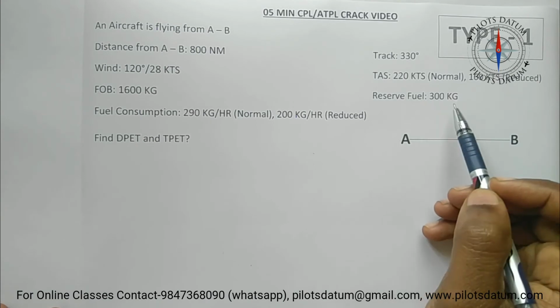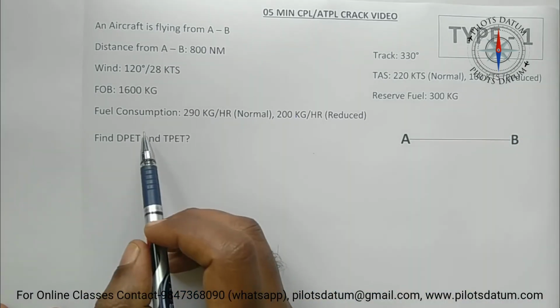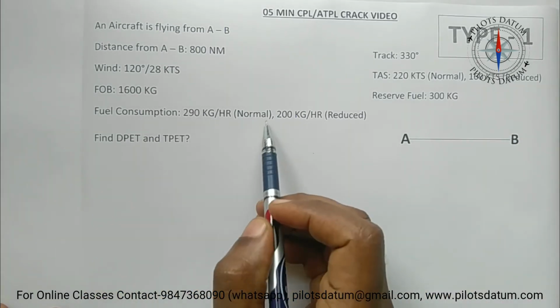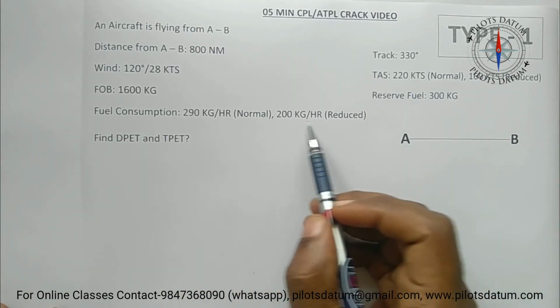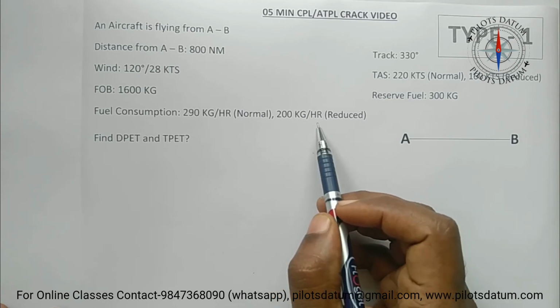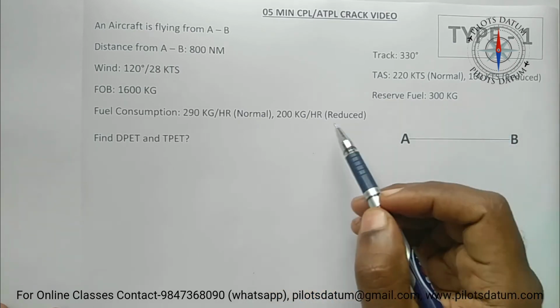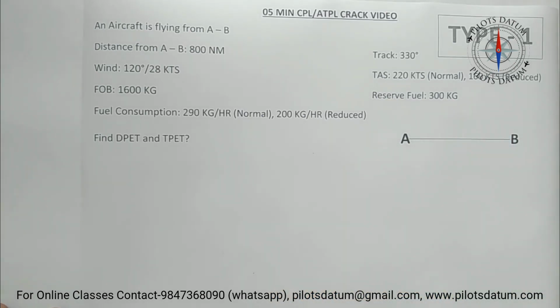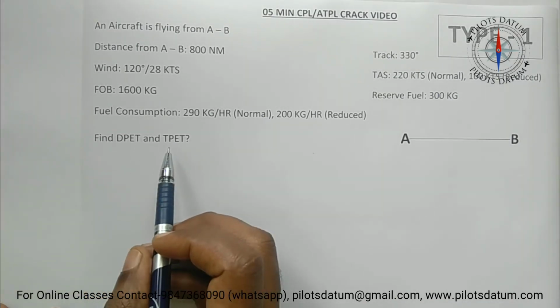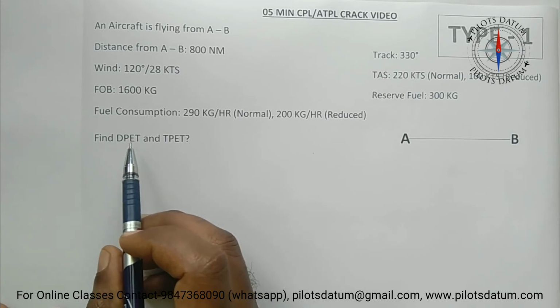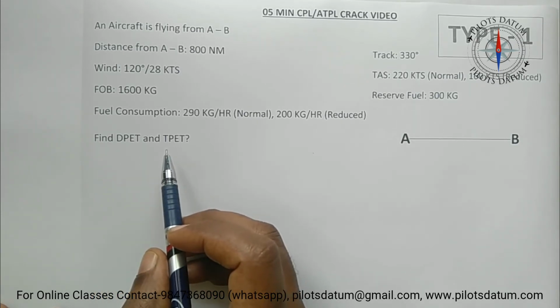Then fuel on board is given as 1600 kg. Reserve fuel is given as 300 kg. Fuel consumption is given as 290 kg per hour. Again, normal is given, that means with full engine running. These 2 are linked. The other is 200 kg per hour, it is reduced, that is with a reduced engine or 1 engine failure situation. So we are asked to find DPET and TPET, that is distance to point of equal time and time to point of equal time.